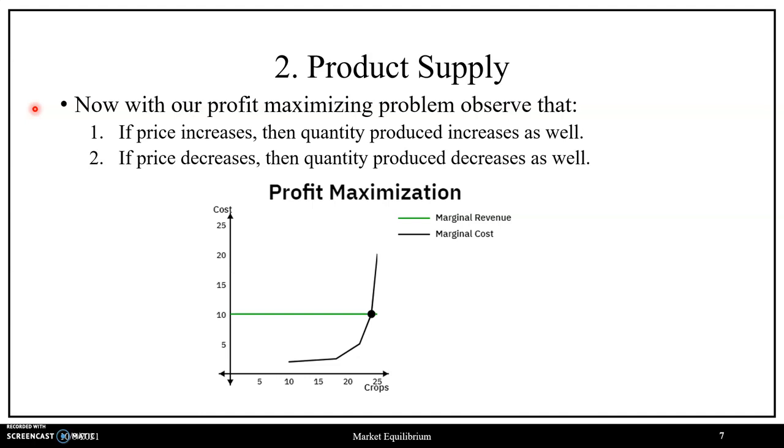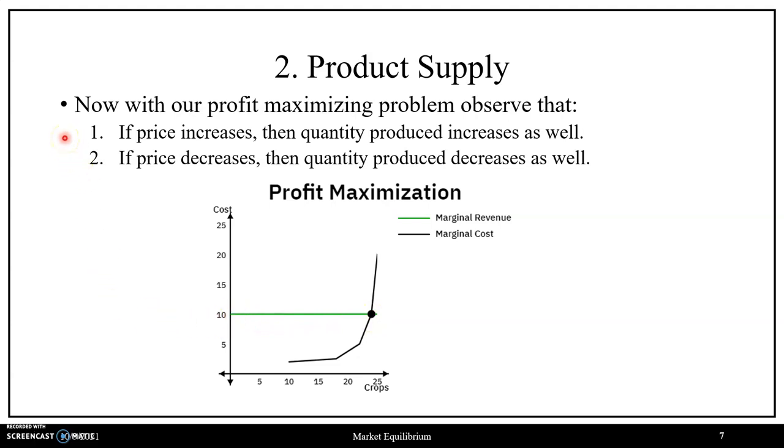Beginning with verifying our law of supply, observe in our profit maximizing problem below that cost is on the vertical axis, quantity of crops is on the horizontal axis. We have our horizontal marginal revenue curve corresponding to our price determined in the market of $10. We also have our upward sloping marginal cost curve, and that intersection gives us the optimal amount of output at the corresponding price rate in which this firm maximizes profits.